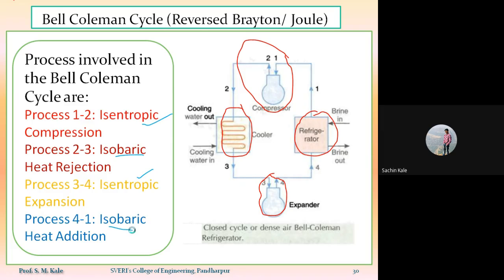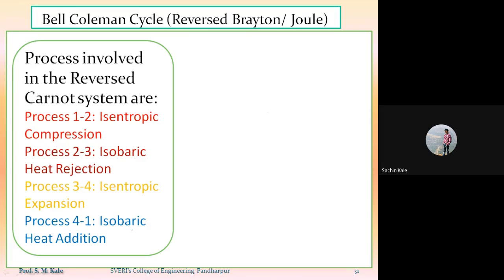Now we have to draw the PV and TS diagram for the Bell-Coleman cycle. Yesterday I asked you to draw the PV and TS diagram. Few students have drawn the correct PV and TS diagram. So once again we will see how to draw the PV and TS diagram for the Bell-Coleman cycle.